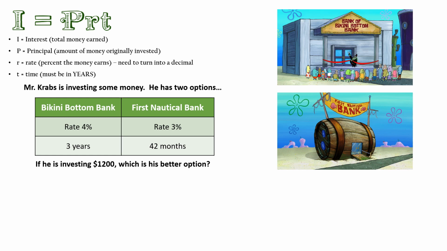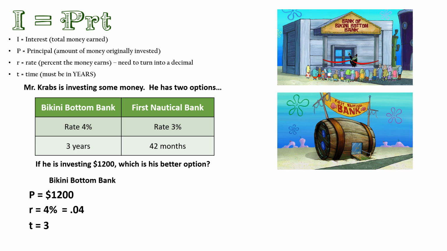So this is Mr. Krabs. We know he wants to make as much money as possible. So which one of these banks is going to be the better choice? Let's first look at the Bikini Bottom Bank. The principal which he's investing is $1,200. That's going to be the same for both banks. But what's different is the rate at Bikini Bottom is 4%. We're going to turn that into a decimal, which would become 400ths or 0.04, and the time would be 3. It's already in years, so we can just leave it as a 3.